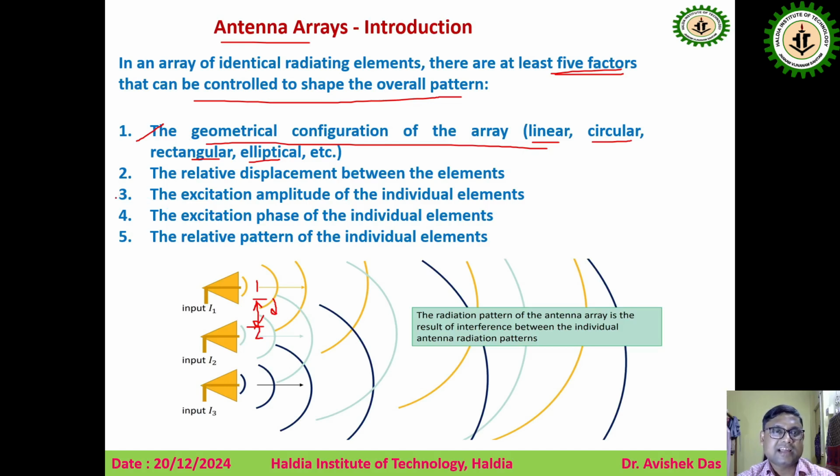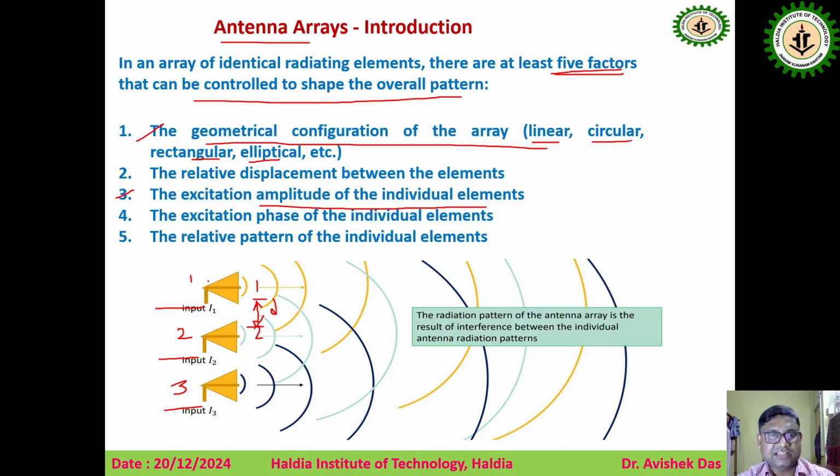Next, the third point is the excitation amplitude of the individual element. So in the array, if we consider the linear antenna array, this one is antenna 1, this one is antenna 2, this one is antenna 3. For each antenna we need to excite it, or we have to give the feed current. If we change the amount of this feed current, then we find that the radiation pattern also changes. Next is the phase of the individual element.